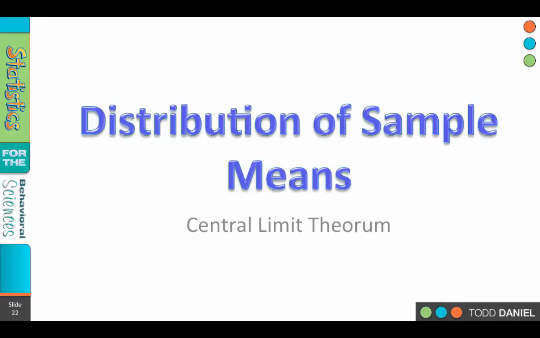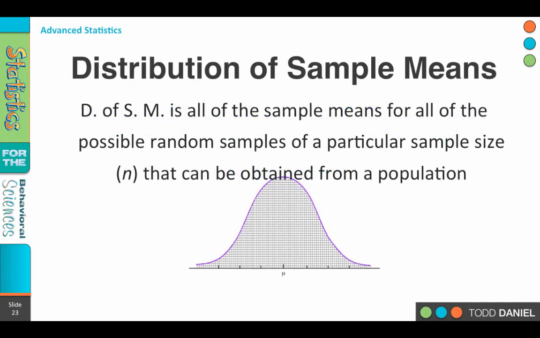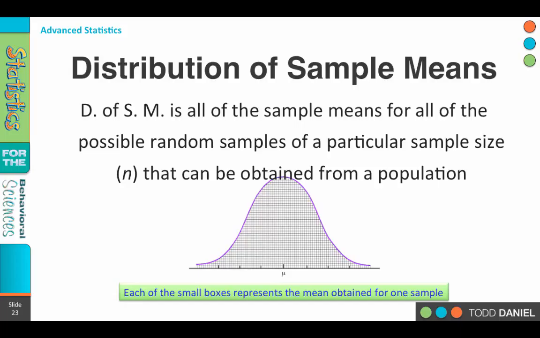Before we move on to the next step of learning about z-tests, we need to get a little statistical theory under our belts. And this statistical theory involves the distribution of sample means and the central limit theorem. The distribution of sample means is all of the sample means for all possible random samples of a particular sample size of n that can be obtained from a population.